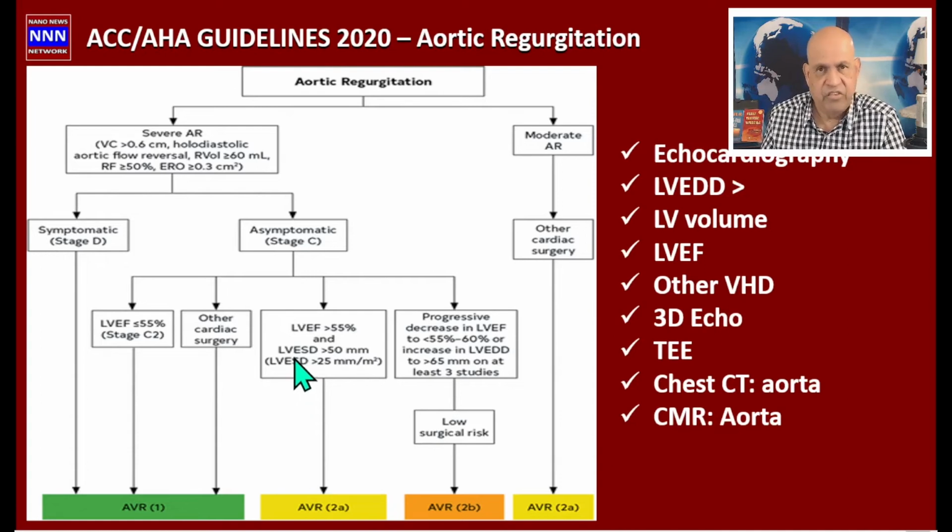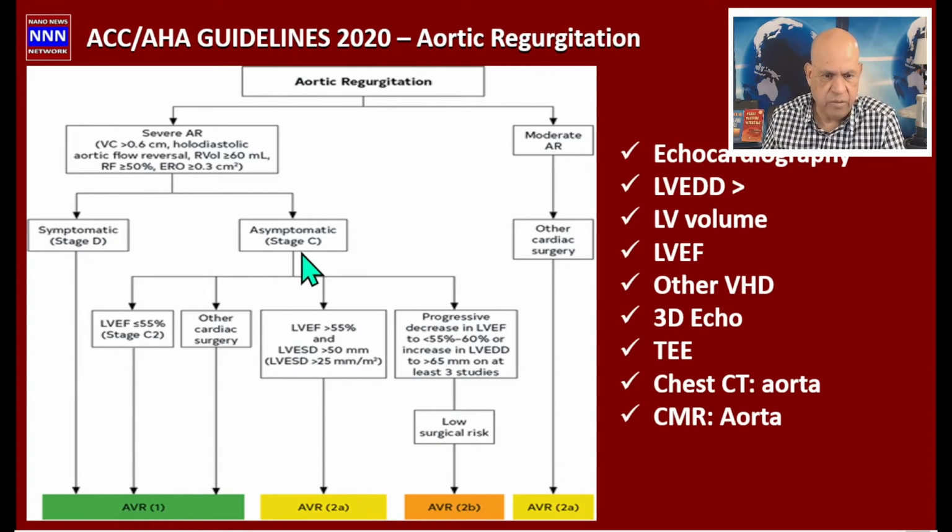I won't say simple. So we are dealing with severe aortic regurgitation here, and all these parameters I already mentioned. That is why I spent most of the time trying to make you understand what these parameters are. If you don't know what they are using, then this becomes worthless. So on stage D, I already showed you in the previous slide what stage D is. A patient with severe symptoms, severe aortic regurgitation who has a decompensated left ventricle. Class 1 indication is aortic valve replacement.